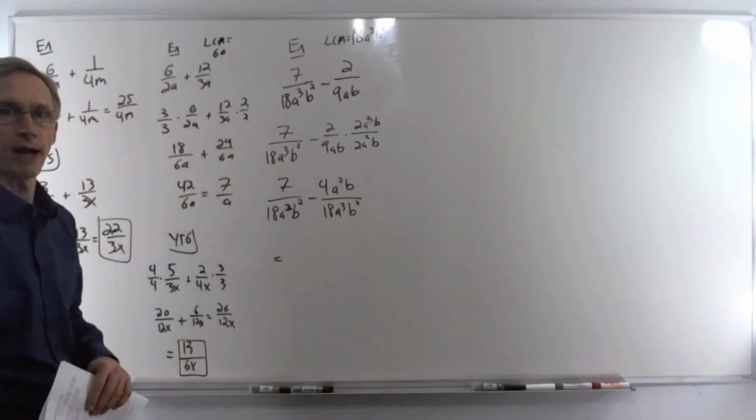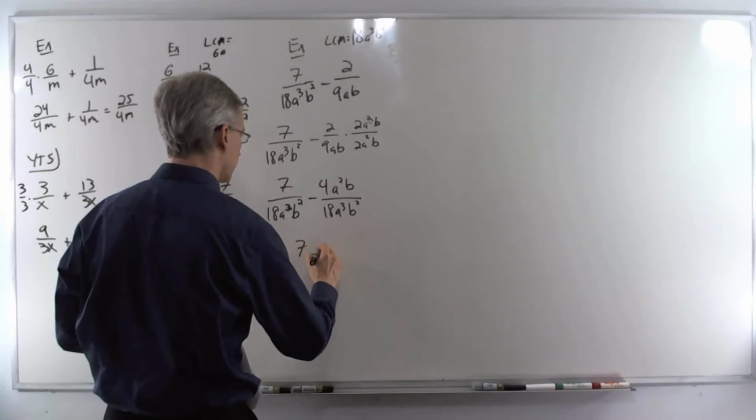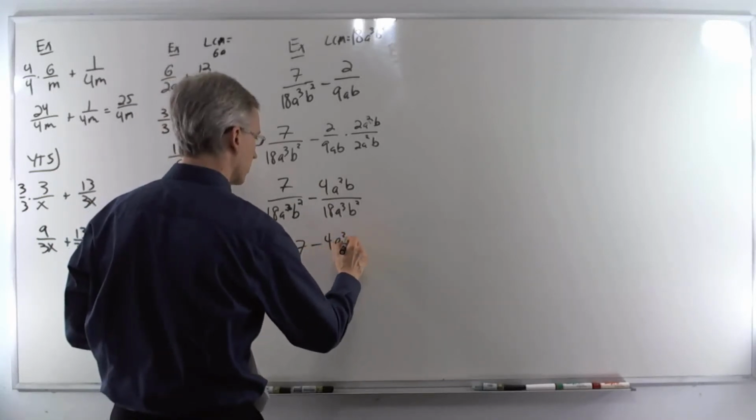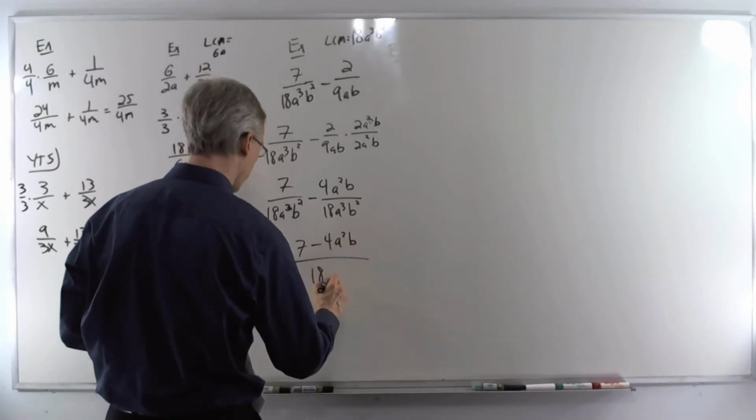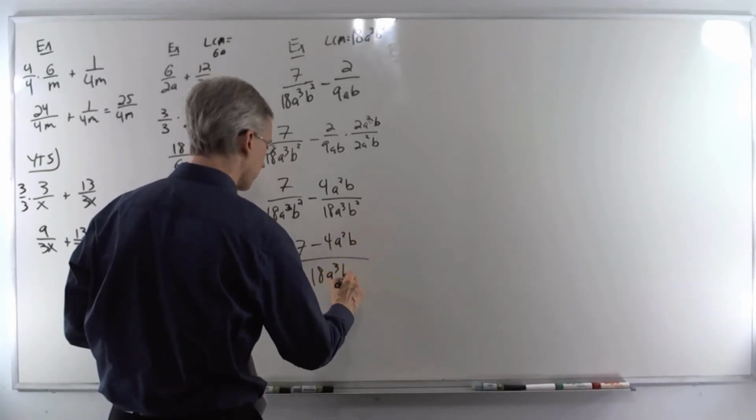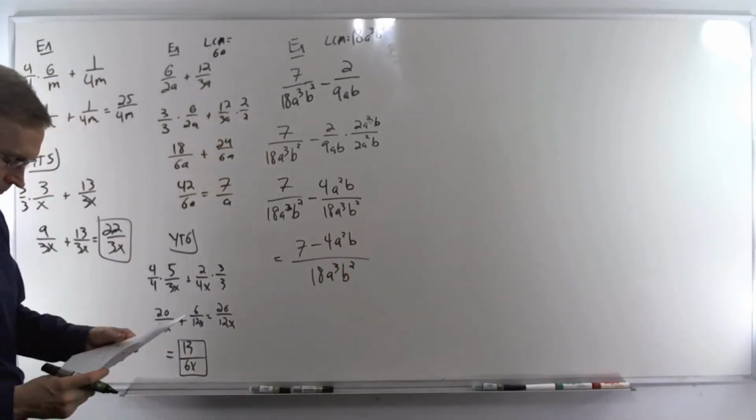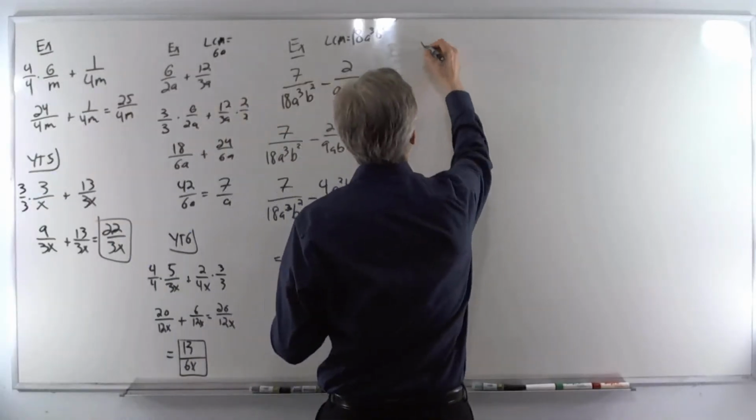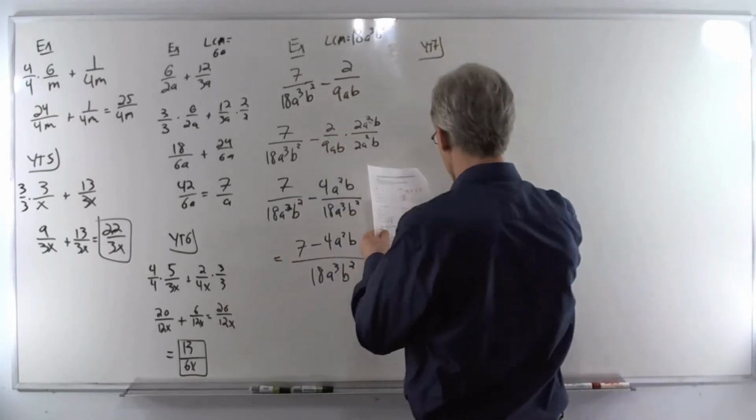Now when we finally combine them, we don't have like terms here, so we cannot combine the numerators. So leave it like that, and with a common denominator, 18 a cubed b squared. Your turn, number 7. Yes, it won't always be the case that we get to simplify these.